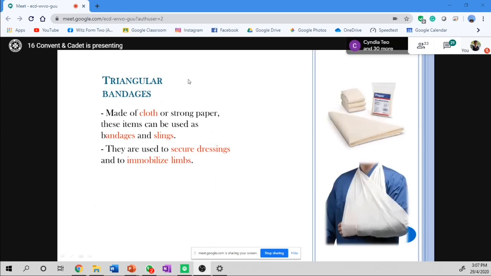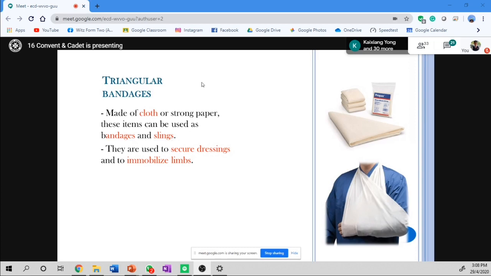So the next is the triangular bandage. This is quite an important one because you all have to know this for your exam. It is made of cloth or strong paper. Strong paper I rarely see; normally it's made of cloth. As you can see on the right side, the triangular one. It can be used as a bandage and a sling. Bandage, I will tell you all later. Sling is the important one. Sling has two types, I will tell you all later also.